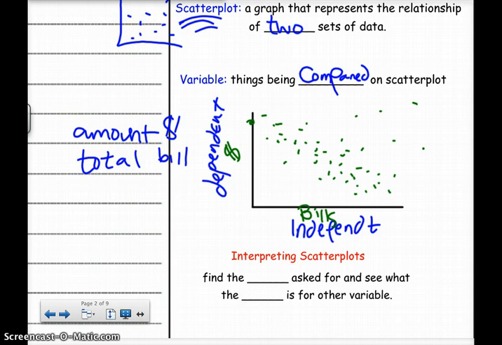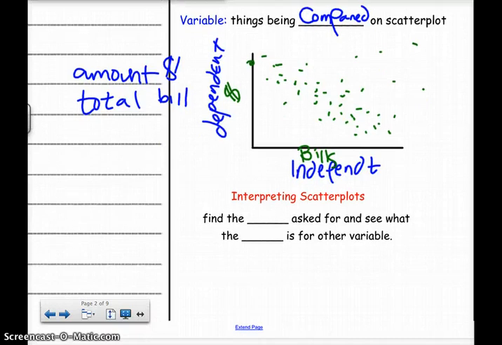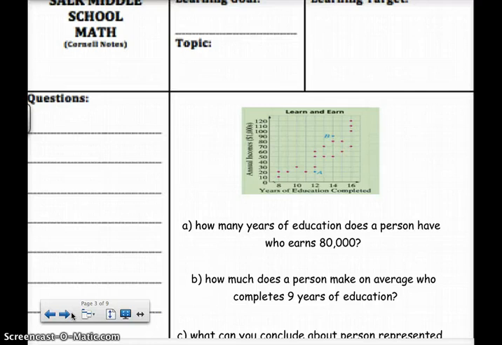You need to be able to interpret scatter plots today. You're going to find the data they're asking for, and then from there you're going to see what the data is for the other variable. It all depends what they ask you for. For example, let's look at this scatter plot. A scatter plot is not connected. They're just a whole bunch of points. It's a collection of points.